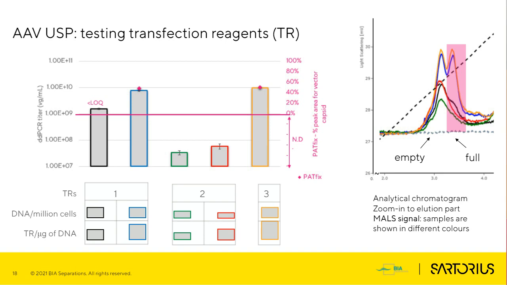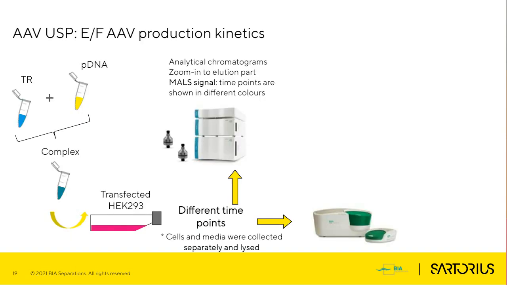And now I'm going to show you another example that is, for me personally, one of the most interesting things we've done. So for this experiment, we wanted to get a little bit more knowledge about the empty-full production kinetics. So what this means is we wanted to follow our AAV production throughout the time and see if empty and fulls are growing with the equal speed, do they start being secreted at the same time, and so on.